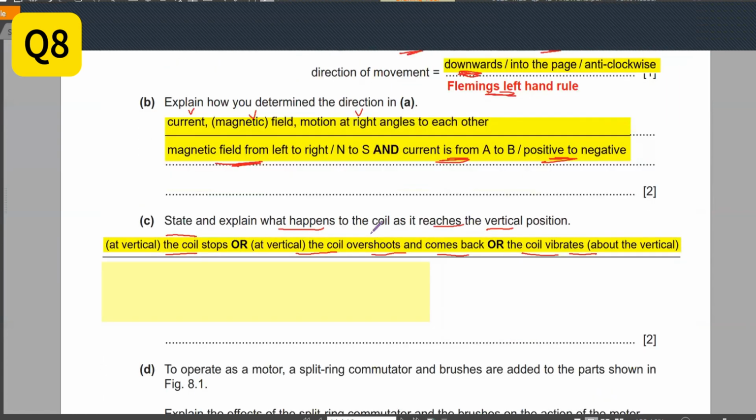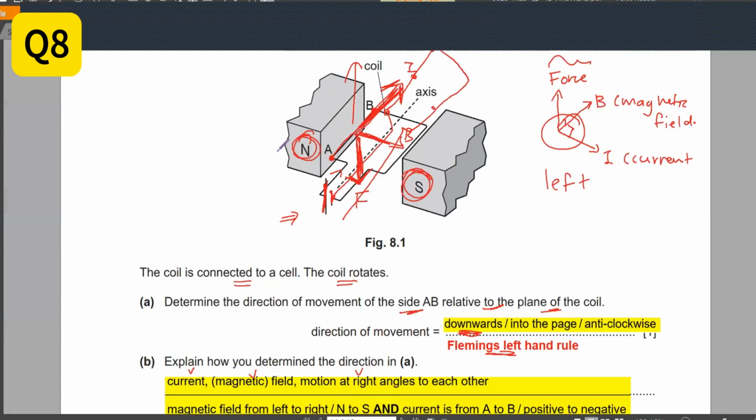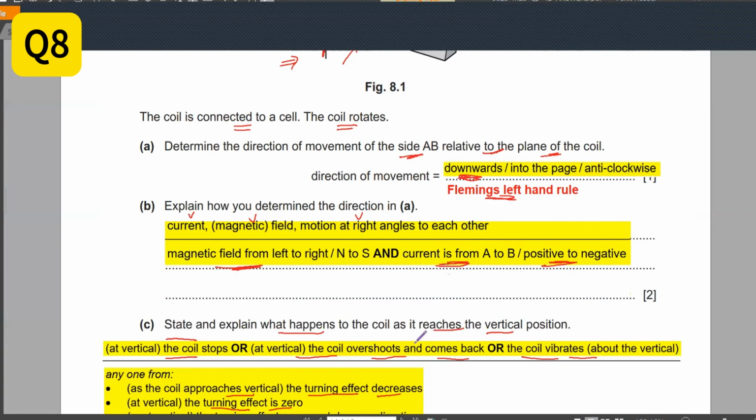So what we expect here: as the coil approaches the vertical, the turning effect will be decreasing. Finally, when it reaches the vertical, the turning effect will be 0. And then when it passes the vertical, the turning effect will be reversed and change direction, because now it is experiencing the opposite direction of the magnetic field.